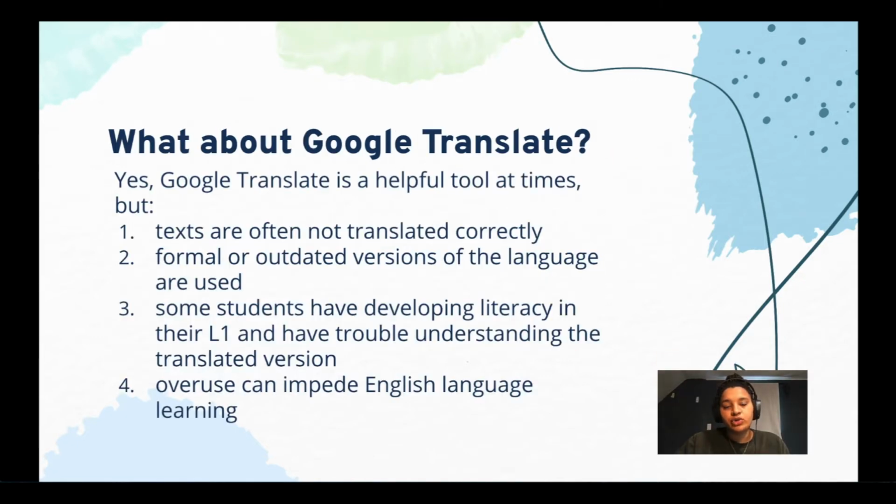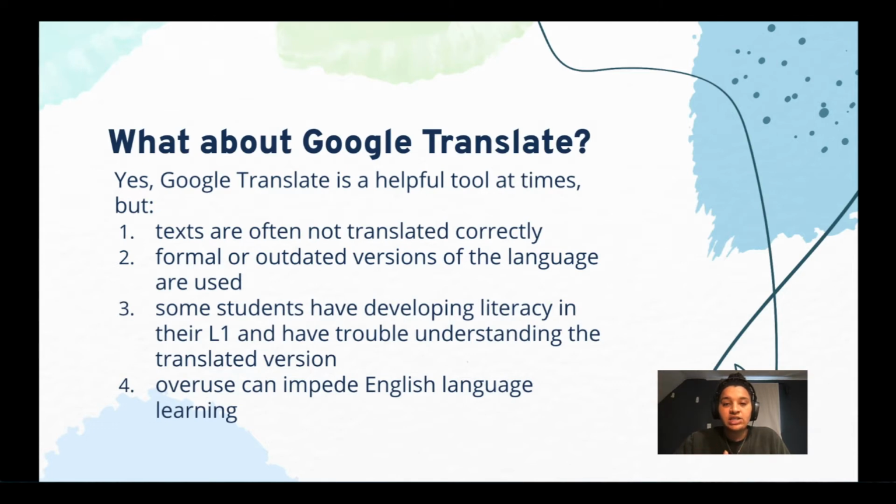So what about Google Translate? Often teachers think that using Google Translate is the way to incorporate home language. And yes, Google Translate is really helpful, but it should be used very sparingly, and students' use of it should be supported. Texts are often not translated correctly on Google Translate. Formal or outdated versions of the language are often used when you're translating.